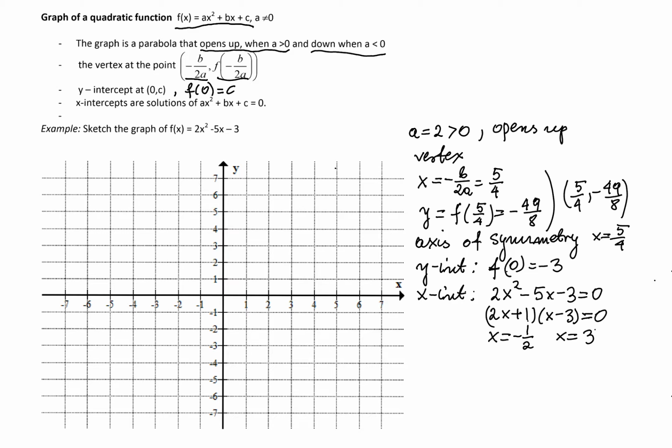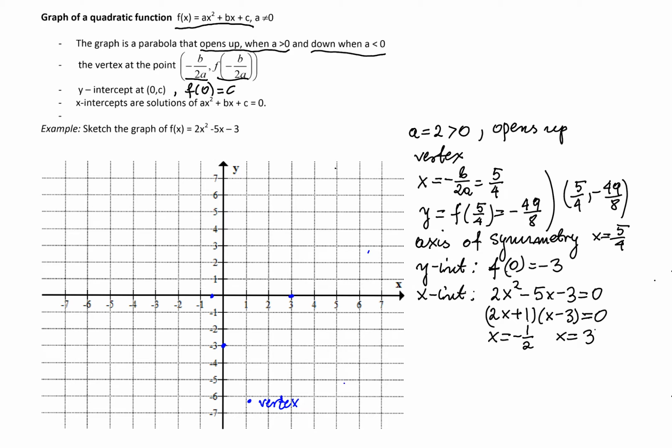Using this information, we can draw pretty accurately the graph of this function. So let's plot the intercepts, x-intercepts negative 1/2 and 3, y-intercept negative 3. The vertex is at the point (5/4, negative 49 over 8), so that's going to be somewhere here. This would be the vertex.